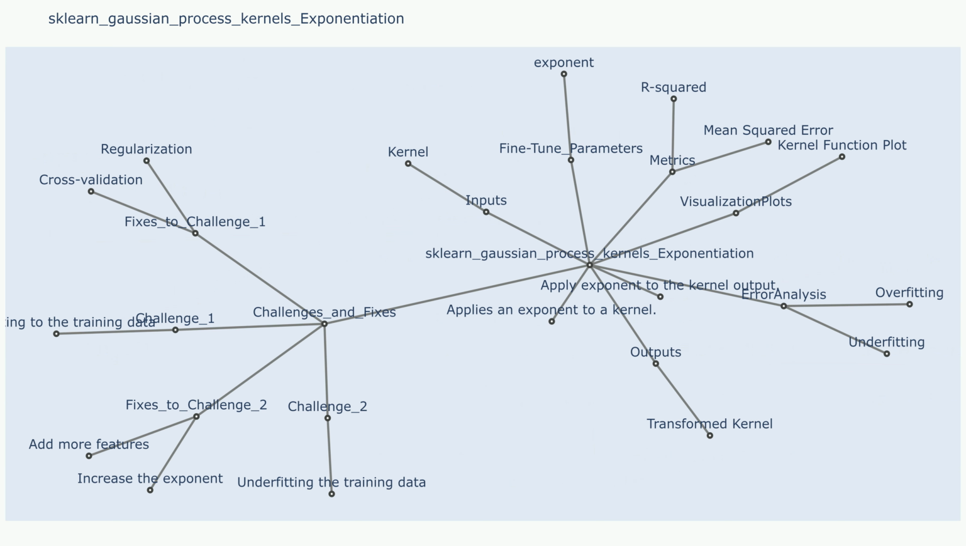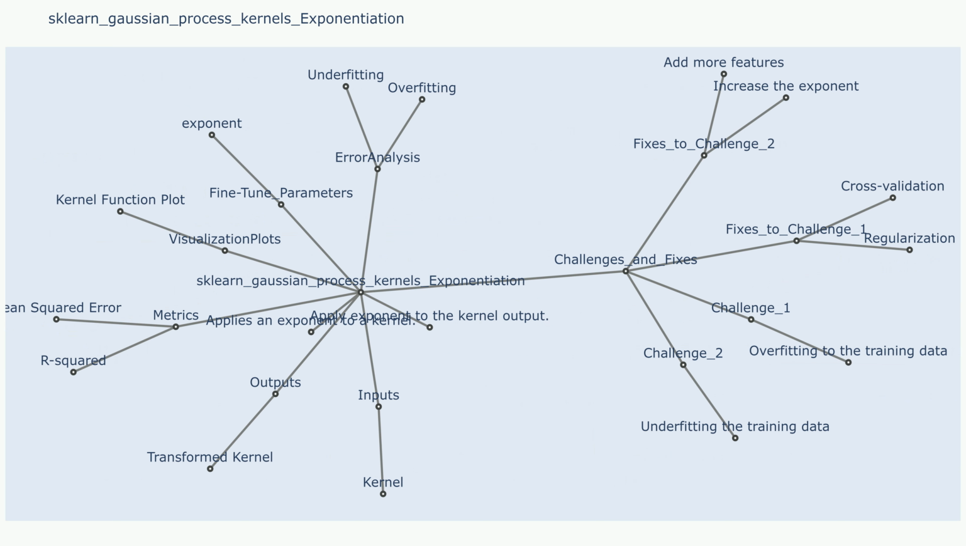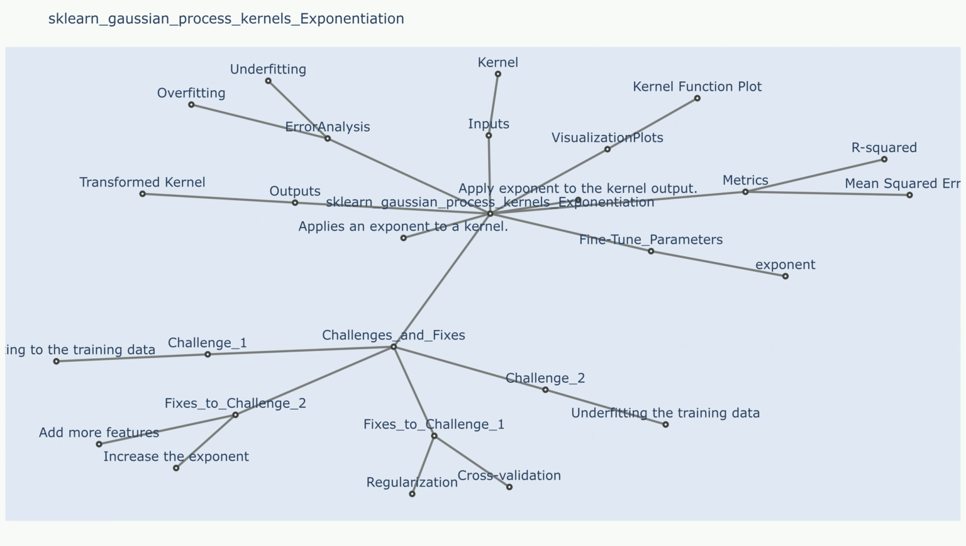This value should be a positive number. Exponentiated kernel: the kernel after being raised to the specified exponent. Modified kernel output: the output of the kernel is modified based on the exponent. This modification can affect the smoothness and the scale of the output.